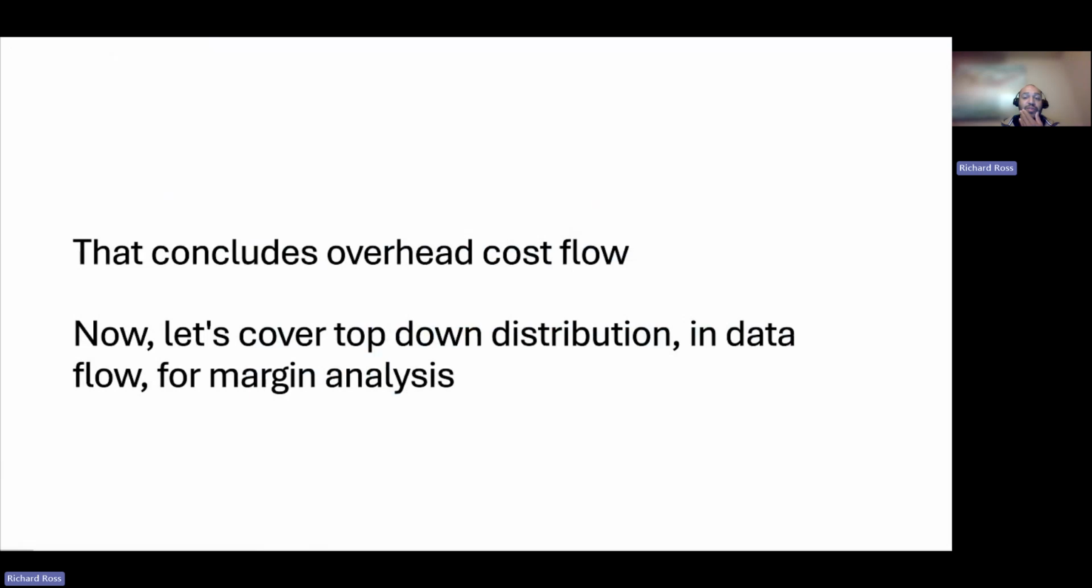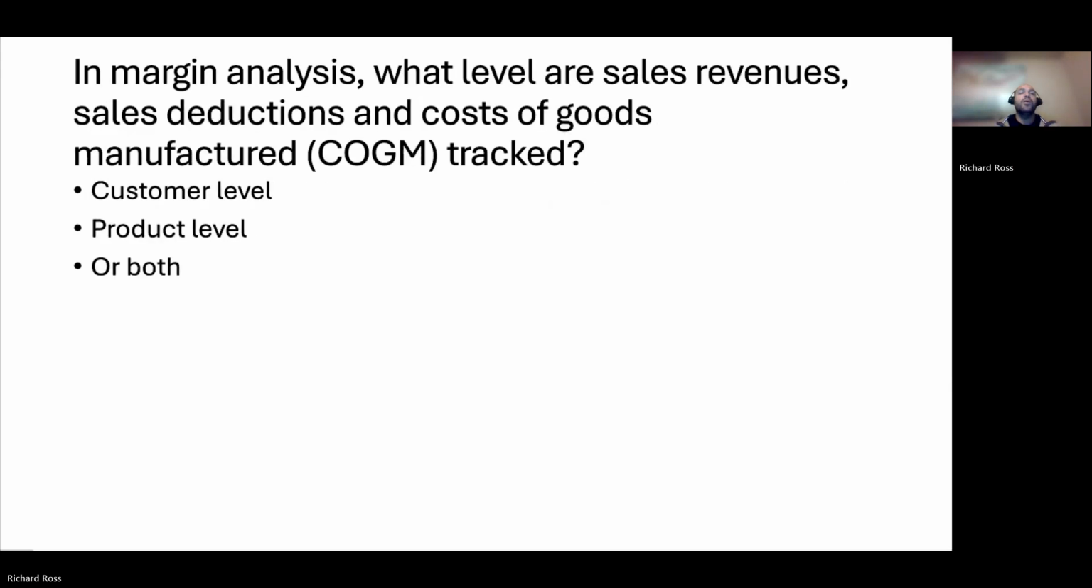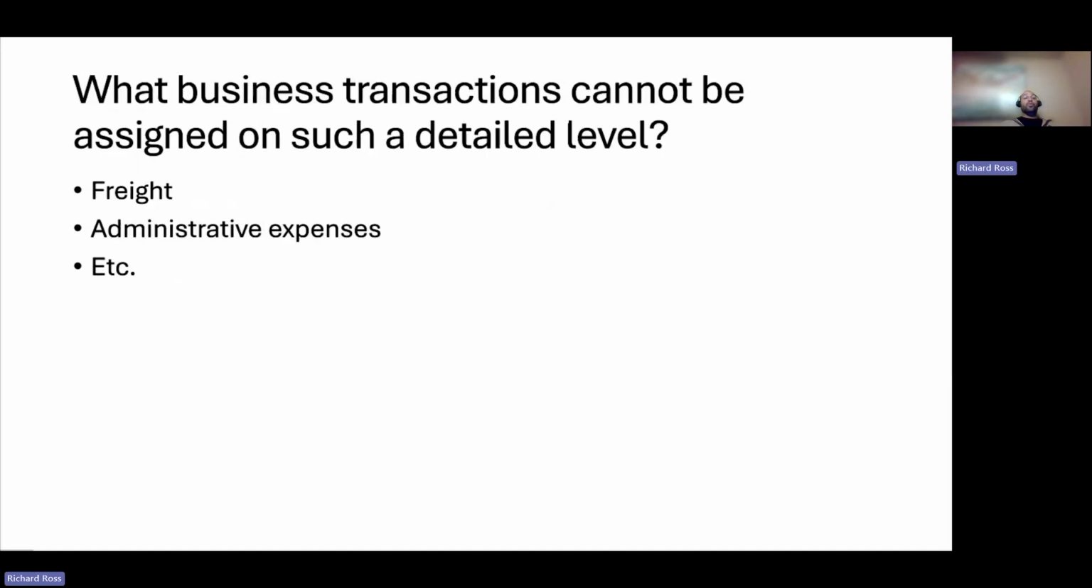Now, let's cover top-down distribution in data flow for margin analysis. What is top-down distribution? A periodic function that enables you to distribute aggregated data to a more detailed level based on reference information such as sales revenue. In margin analysis, at what level are sales revenues, sales deductions, and cost of goods manufactured, COGM, tracked? Customer level, product level, or both?